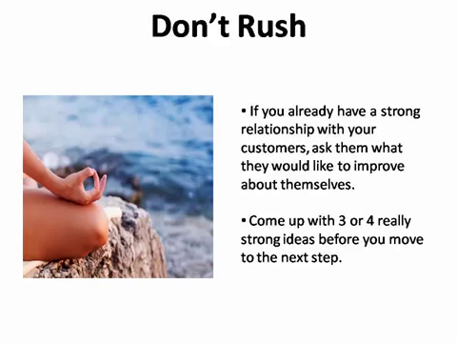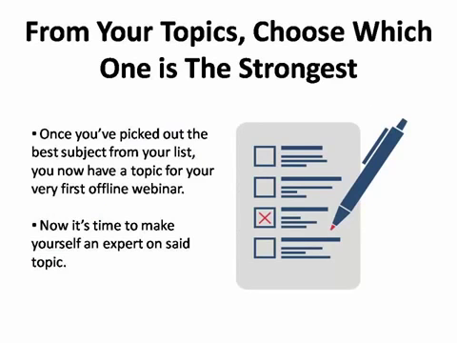If you already have a strong relationship with some of your customers, ask them what they would like to improve about themselves. Come up with 3 or 4 really strong ideas before moving on to the next step. Okay, once you have identified a few great topics for your offline webinar, figure out which one is the strongest. Which one stands head and shoulders above the others? Congratulations! You now have the topic for your very first offline webinar.